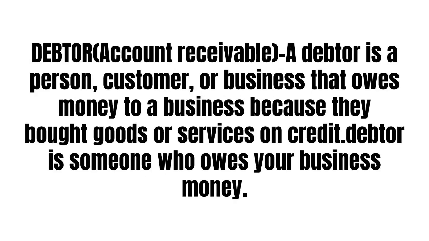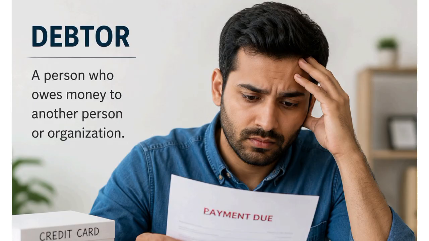A debtor is a person, customer, or a business that owes money to a business because they bought goods or services on credit. A debtor is someone who owes your business money. So anybody that is owing your business money is being referred to as a debtor. Imagine somebody that comes to buy goods from you and does not pay. So you can classify that person as a debtor. It might not be only money, it might even be goods or services. So far they are not paying for the goods or services, they are your debtors.